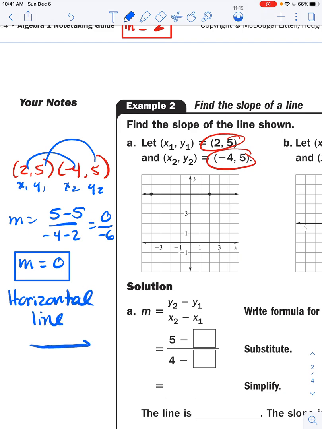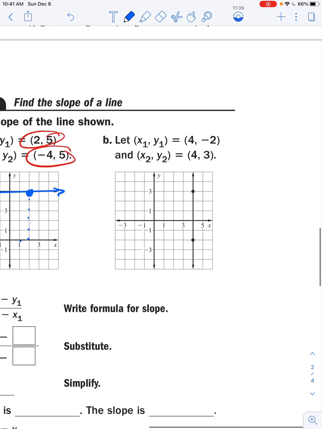Horizontal lines go straight across from left to right like the horizon does. So you can see in this picture, when they plotted the points positive 2, 1, 2, 3, 4, 5, and negative 1, 2, 3, 4, 1, 2, 3, 4, 5, and you connect those two dots, you get a horizontal line. So I would have known without doing the math that that gives me a slope of 0. But just be prepared for those.